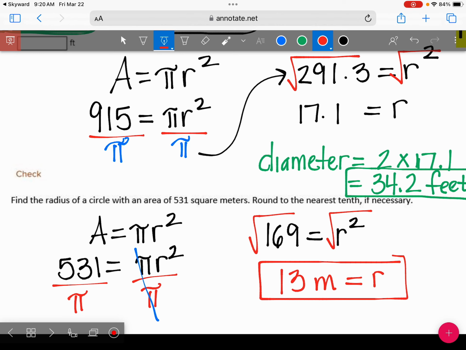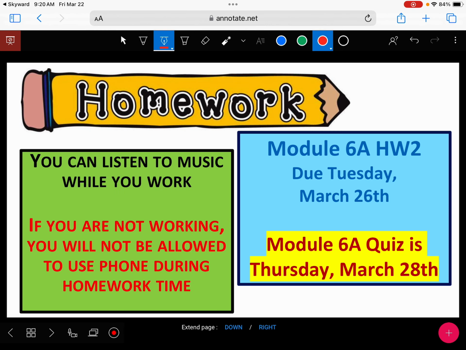So the questions that I want you to get done today. Homework 2 is due on Tuesday. For the rest of the class period, I want you to work on numbers 1, 2. Number 3 says you have the diameter, find the area. You should be able to do that. So you should be able to do numbers 1 through 5 on the front.